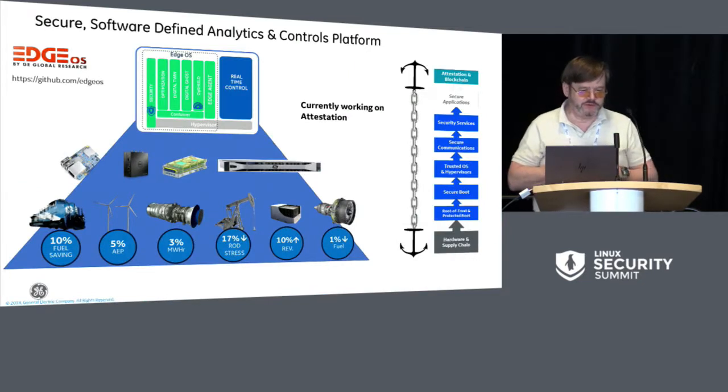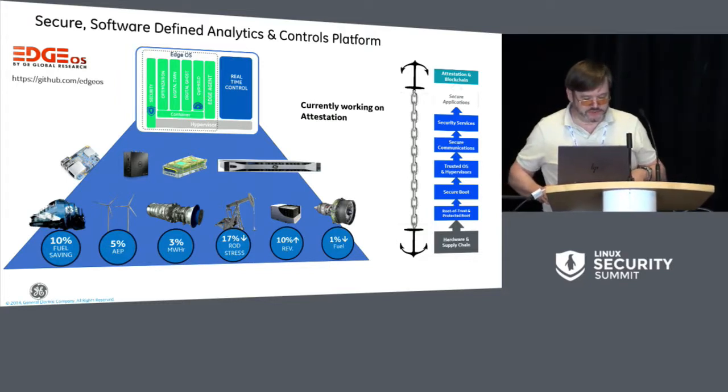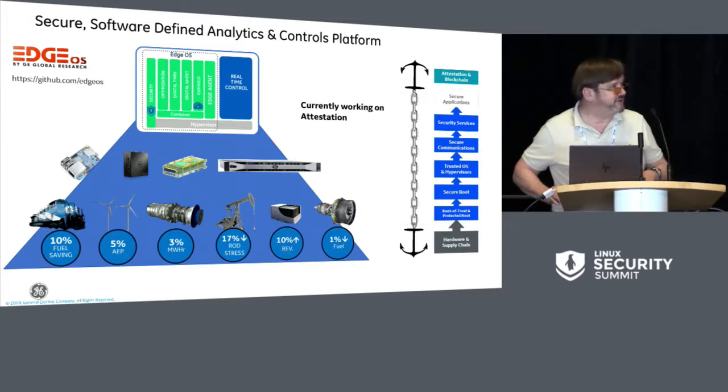So what are we doing with this attestation in General Electric? GE makes a lot of critical infrastructure: transportation, renewables, power generation. Something like 50% of the electricity in North America is generated on GE gas turbines. Gas and oil, energy storage, aviation jet engines. And these are very, very large critical infrastructure businesses.